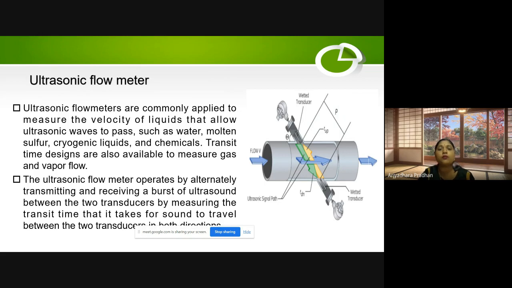An ultrasonic flow meter operates by alternately transmitting and receiving a burst of ultrasound between two transducers, measuring the transit time it takes for sound to travel between the two transducers in both directions. From the figure we can see that the two transducers are there and an ultrasonic wave passes through them. So by calculating the transit time of the ultrasonic wave flowing between these two transducers, we can measure the flow.